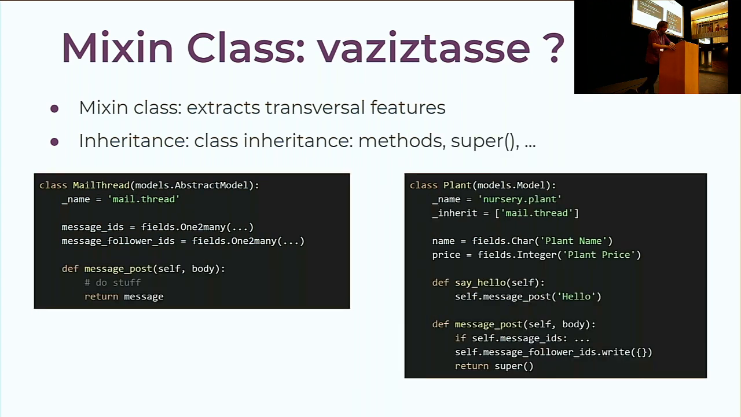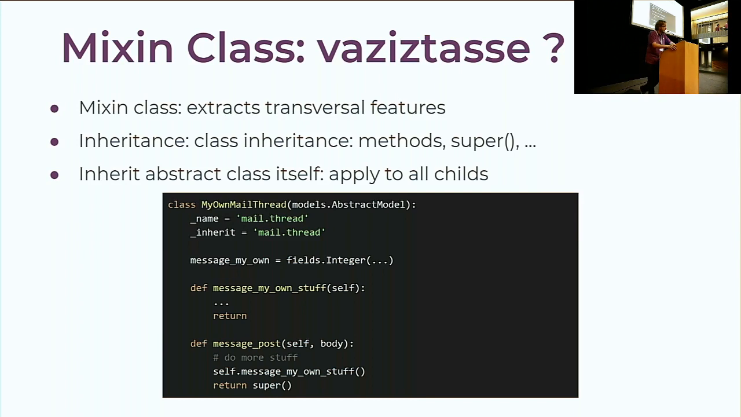Same for the methods. The methods that you define on the Mixin are available on the child. You can call it, for example, you define a say hello method that calls message post. Or you can override the Mixin method and add some custom behavior that depends on the business scope of your application.